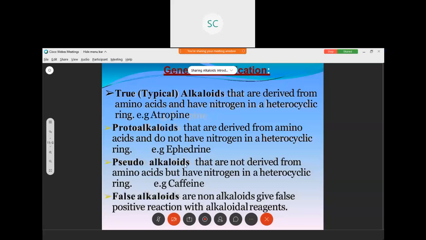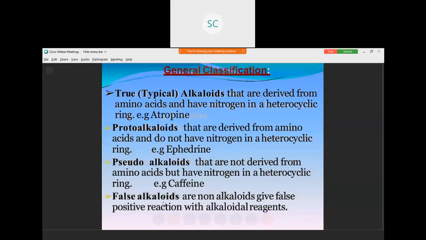Third one is pseudo-alkaloids. Alkaloids that are not derived from amino acids but have nitrogen in a heterocyclic ring are called pseudo-alkaloids. Caffeine is taken as an example of pseudo-alkaloids. And fourth one is false alkaloids. False alkaloids are not alkaloids. They are defined as non-alkaloids that give a false positive reaction with alkaloidal reagents.